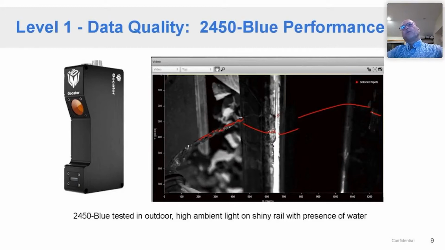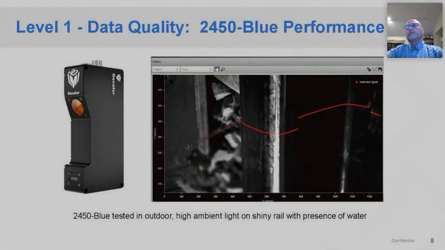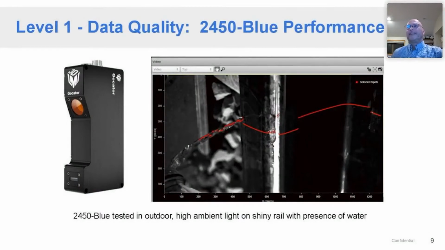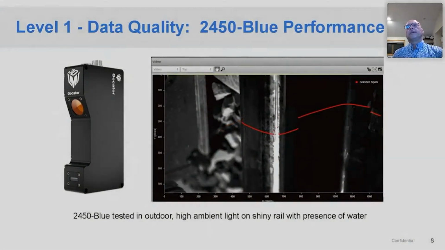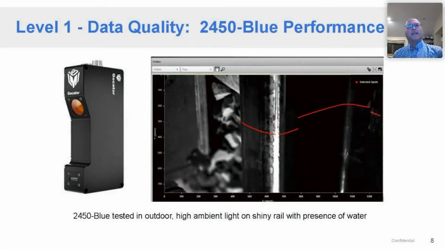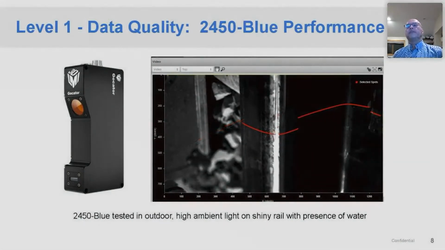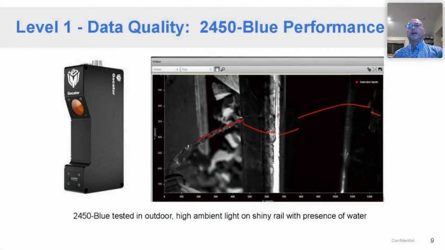But you can see that this is a test we did on a rail application, and even though the points here are rendered in red, this was actually a blue laser application. This is a 2450 blue, and we were trying to test whether or not the sensor could still detect the rail surface in broad daylight and rain at the same time. A nice test, and the high-powered blue laser in this particular application did a very, very nice job.